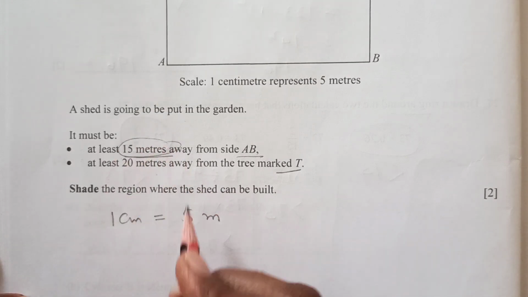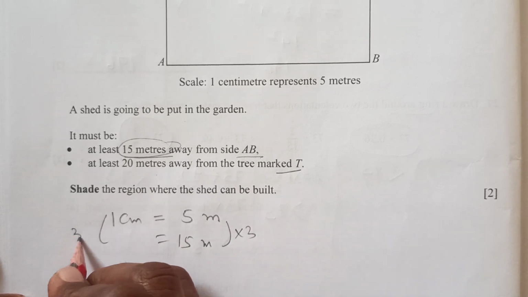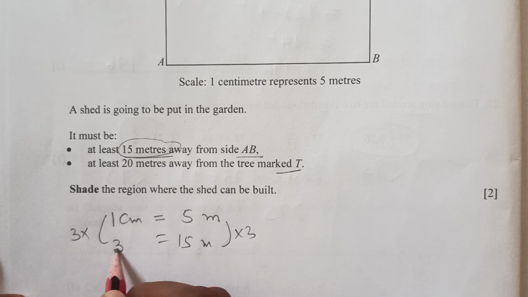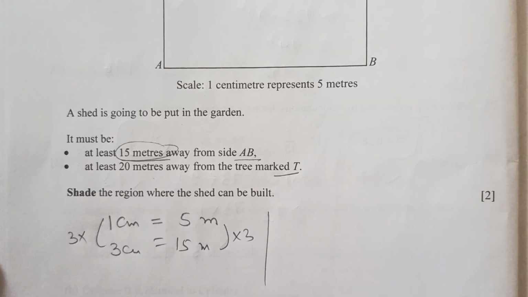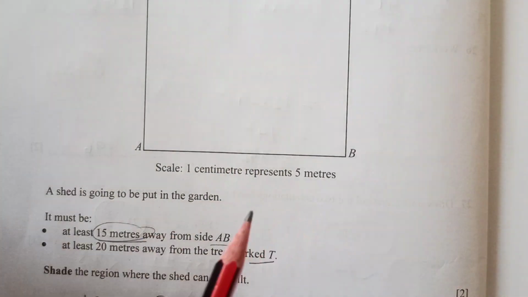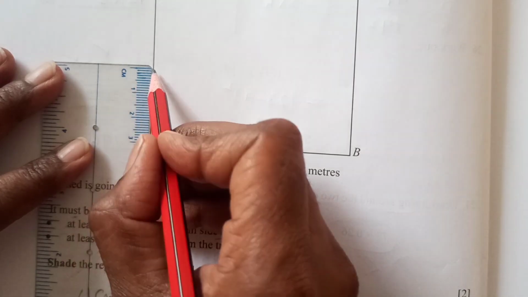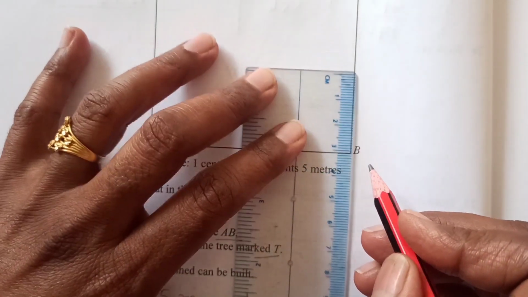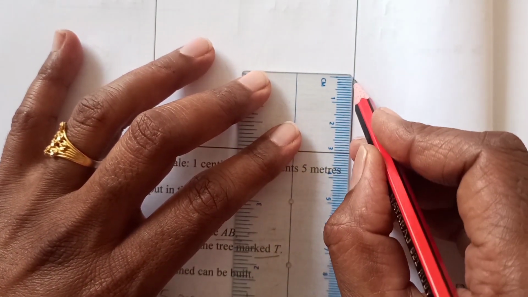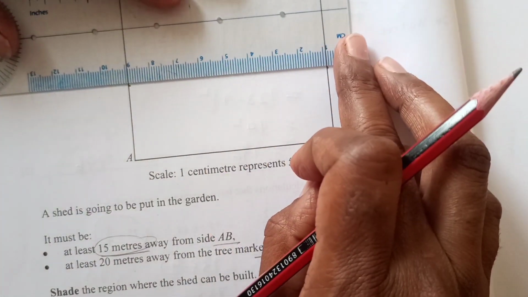So we are looking for 15 meters. So 15 meters is going to be times 3, so times 3 here also. So that means 3 centimeters. Okay, so 3 centimeters from AB. So we will mark here 3 centimeters from AB. This is AB. So here and this side also here. So now you join the line here.